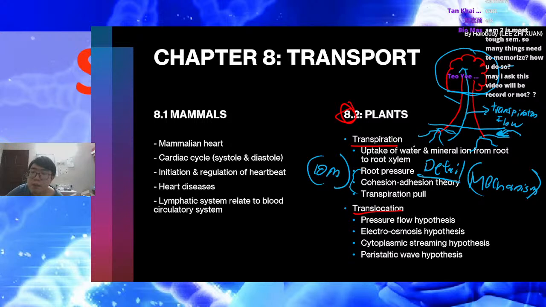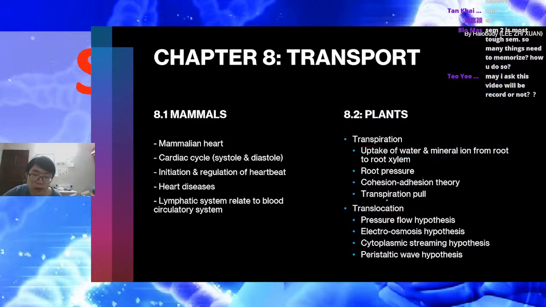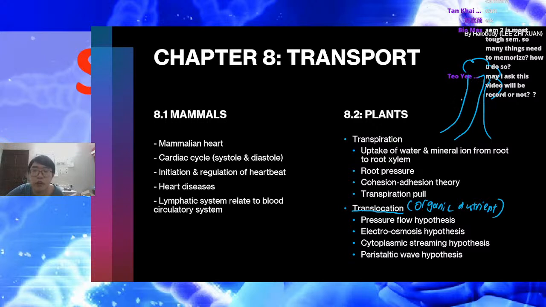Okay, this is for transpiration. Transpiration is only water and mineral ion. Next we will learn about translocation. In translocation, you will know organic nutrient. It is the transportation of organic nutrient in phloem. In transpiration, there is only one way, only one flow. It has no other flow. But in translocation, there are four hypotheses. Hypothesis means there are four ways.